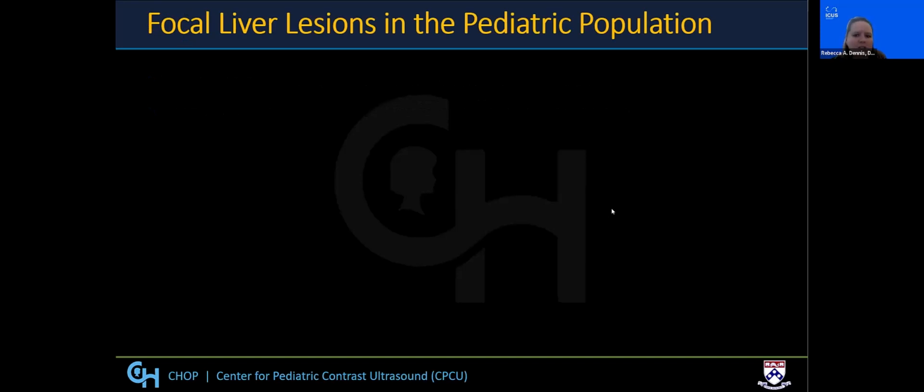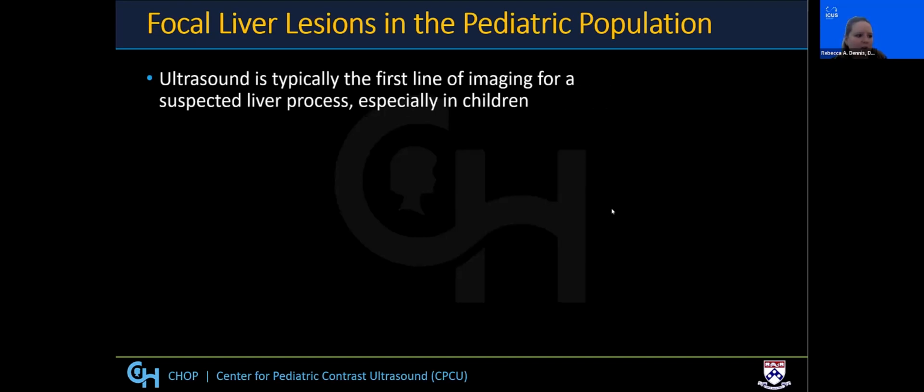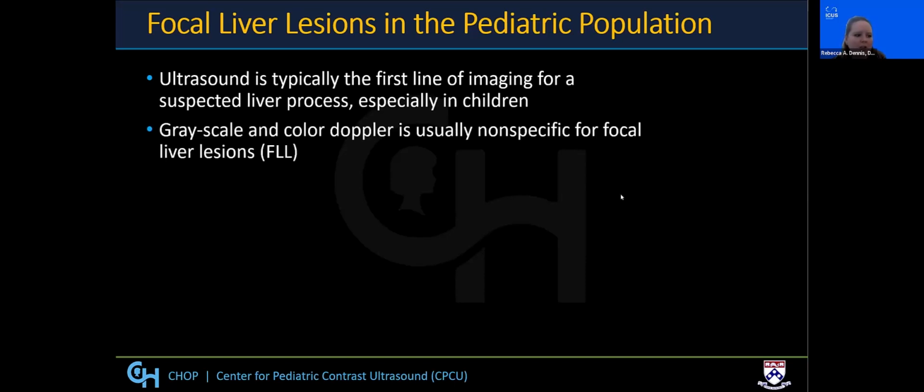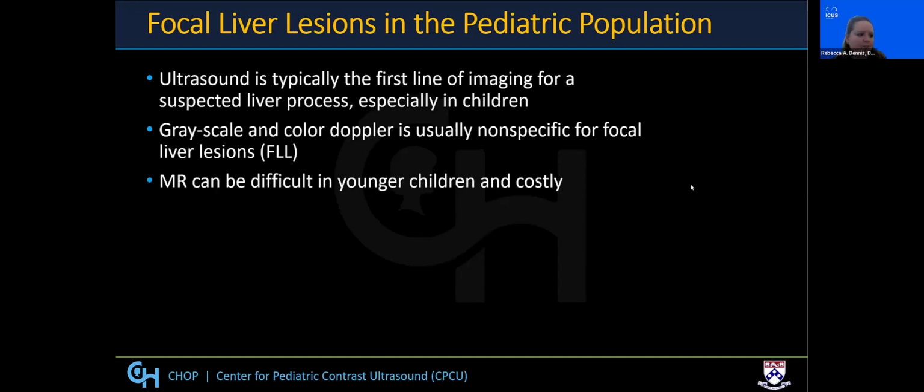For focal liver lesions in the pediatric population, ultrasound is typically the first line of imaging for any suspected liver process. Grayscale and color Doppler is usually nonspecific for focal lesions in the liver. Usually they're heterogeneous. They could be hypoechoic or hyperechoic, but it's really hard to guide the clinicians for treatment or narrow down the differential. So if you see a liver lesion, a lot of times MR is recommended, but that can be really difficult in children and it can be costly.